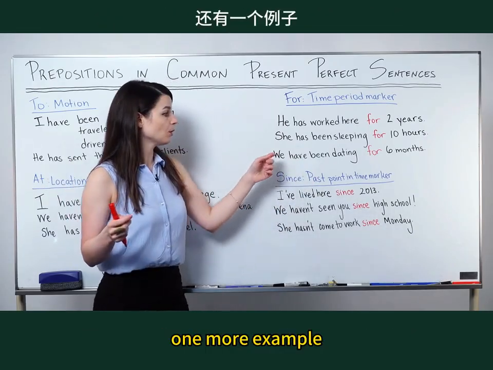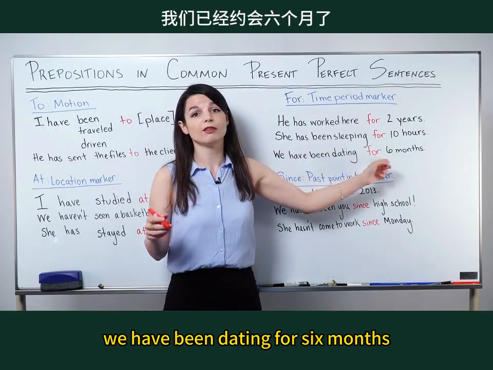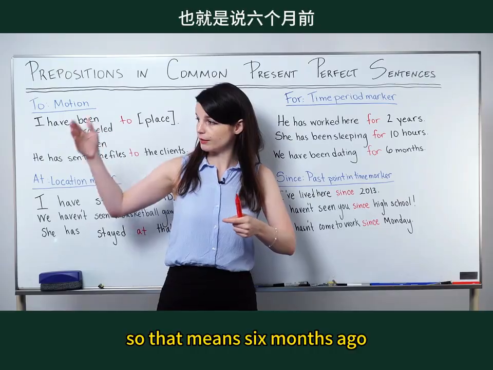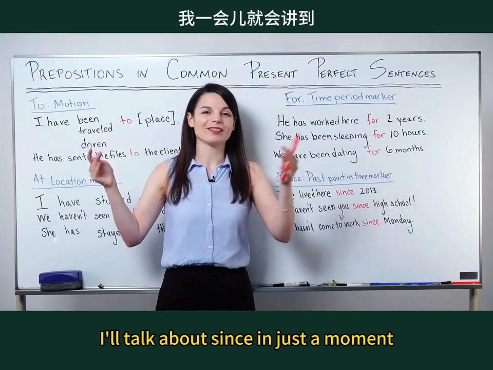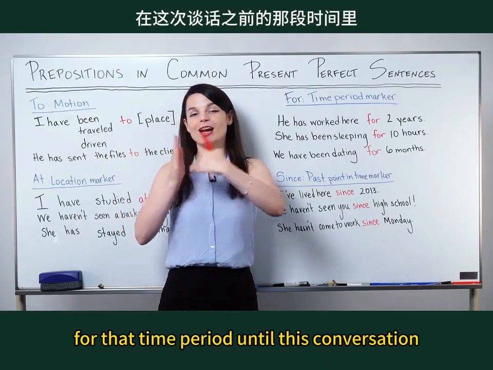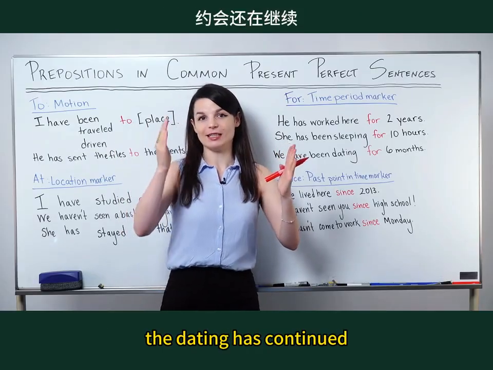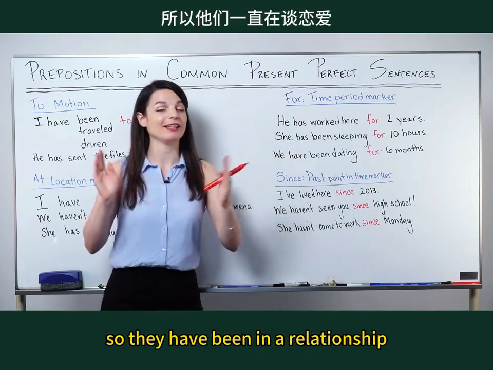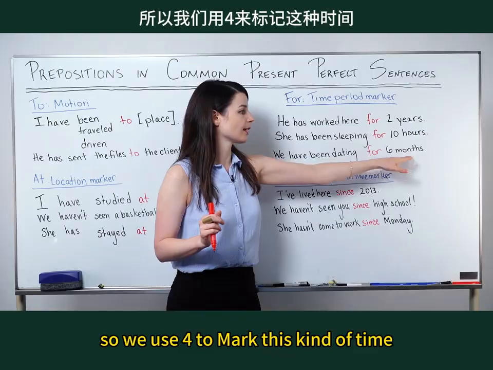One more example, we have been dating for 6 months. So that means 6 months ago we started dating, and since that time, I'll talk about since in just a moment, for that time period until this conversation, the dating has continued. So they have been in a relationship. So we use for to mark this kind of time.